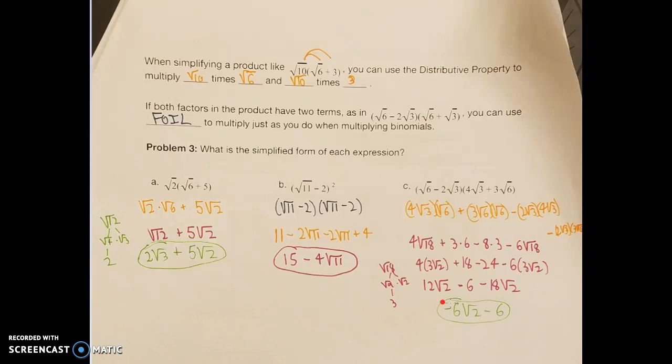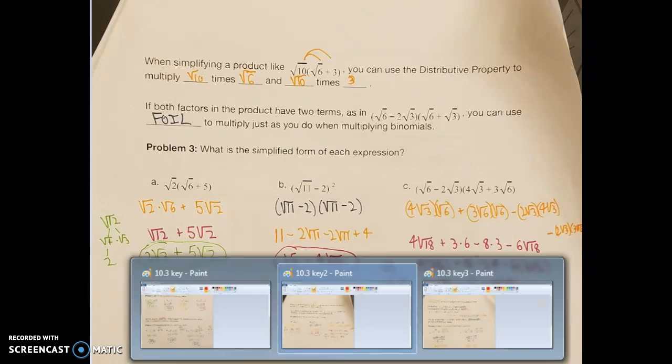So one more step is to combine my like radical expressions. I have rad 2, so 12 minus 18 would be negative 6 rad 2, and I also still have that minus 6. So that would be my simplest form of that answer.